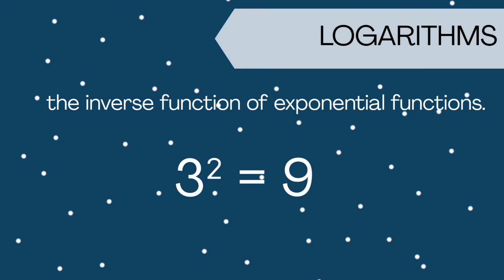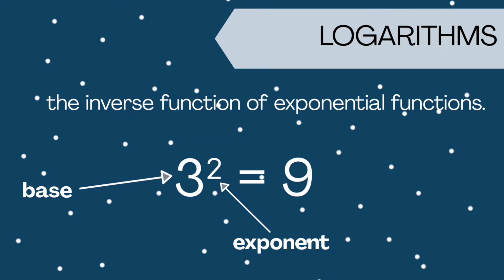Let us consider this exponential equation: 3 squared equals 9. As you can see, the number 3 in this equation represents the equation's base. Meanwhile, the number 2 in a superscript is the exponent of the exponential equation. Furthermore, the right-hand side, which contains the number 9, gives us the answer to the exponential equation.